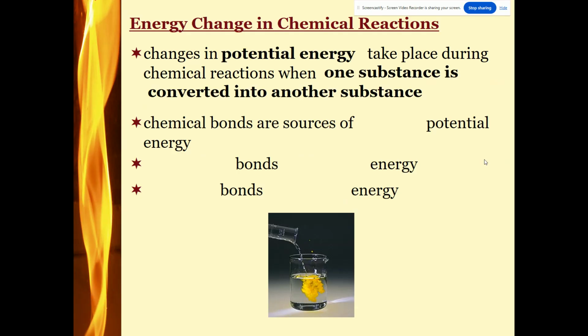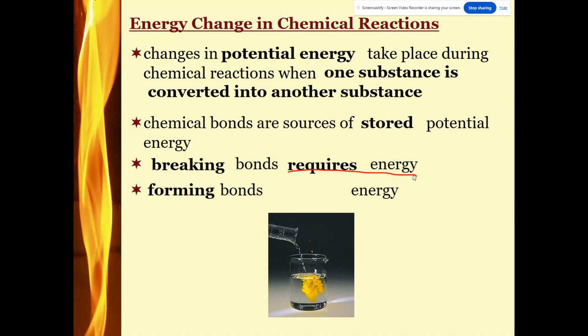So in a chemical reaction, as I mentioned, we're changing the potential energy when one substance is converted into other substances. The chemical bonds are sources of stored potential energy, and this is important, okay? Breaking bonds always requires energy. So when you have a molecule or a compound and you want to break it apart, you have to add energy to make that happen. That is an endothermic process. And when you form bonds, that always releases energy. That always gives off energy, or is an exothermic process, okay?